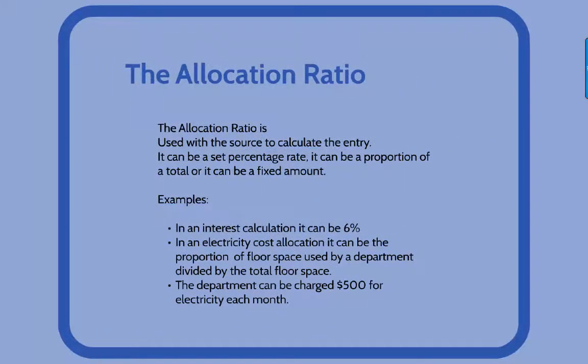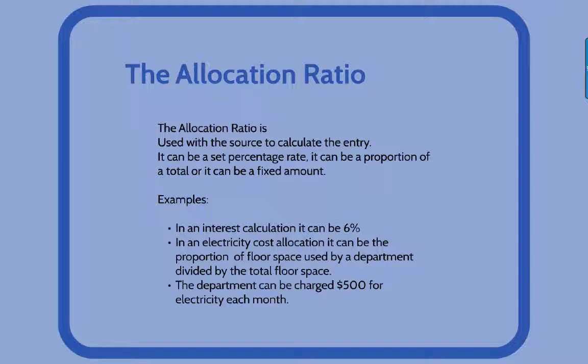And the allocation ratio is basically the same concept, whether it is a splitting type or a charge type. Okay? And it can be almost anything you can conceive. It can be a fixed amount, 6%. It can be a fixed amount, $5,000. Every month you want to move $5,000 from one expense to another, or from one allocated function to another. Okay?